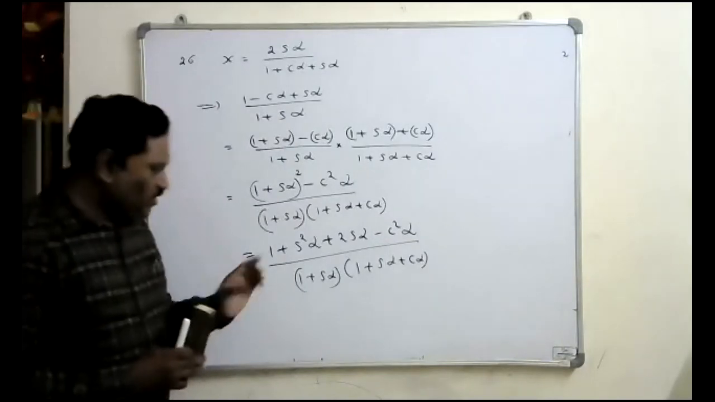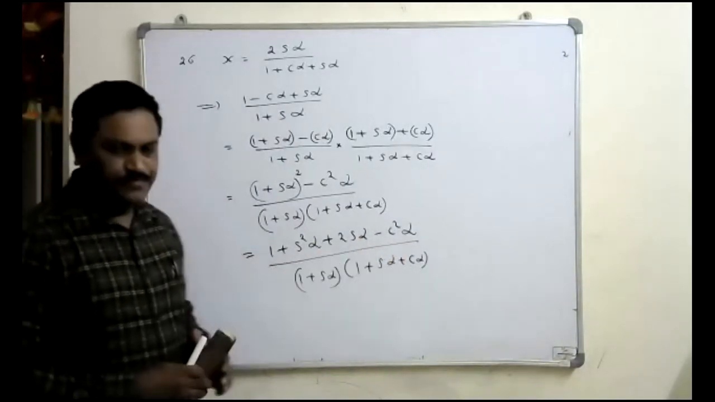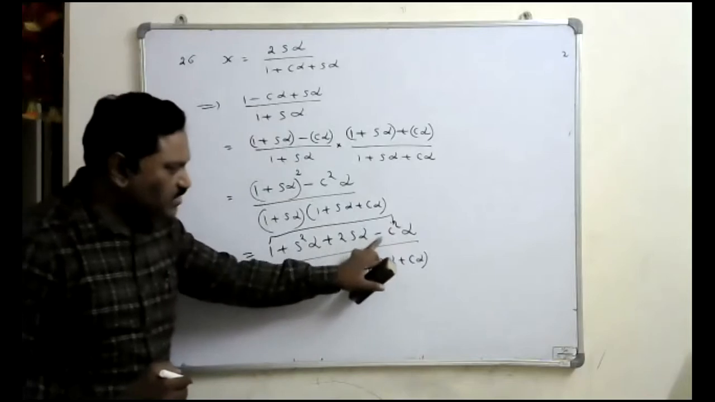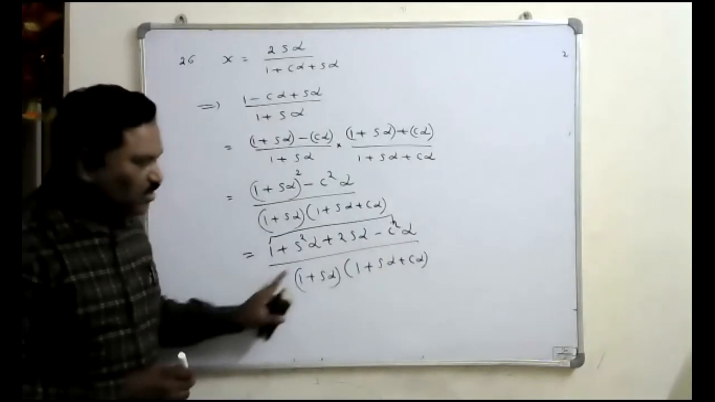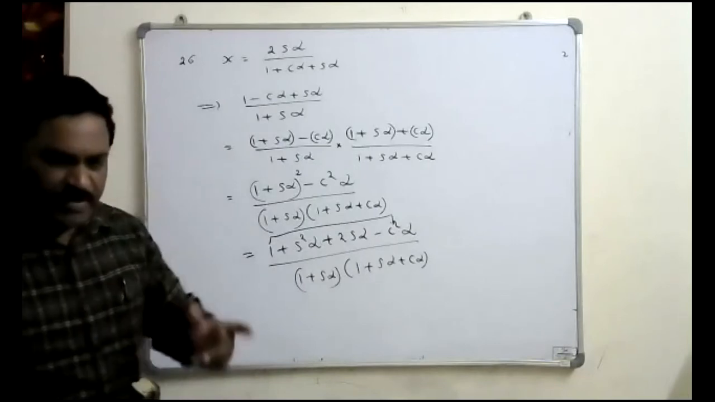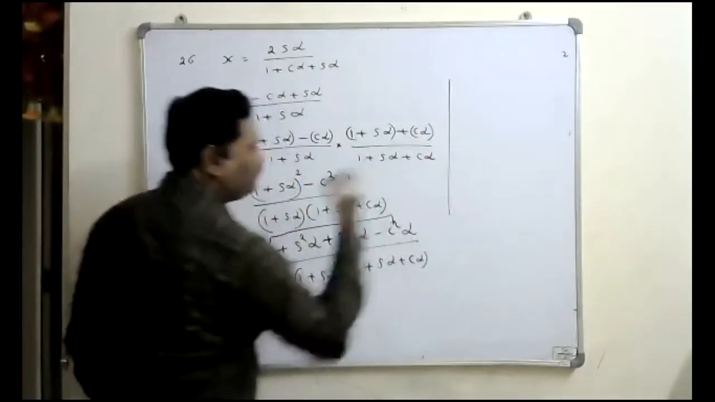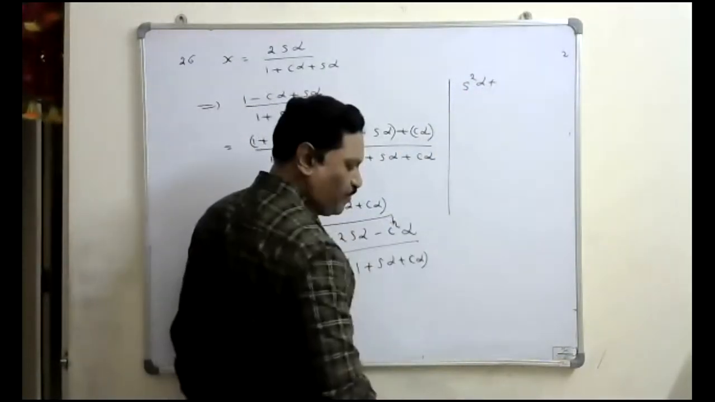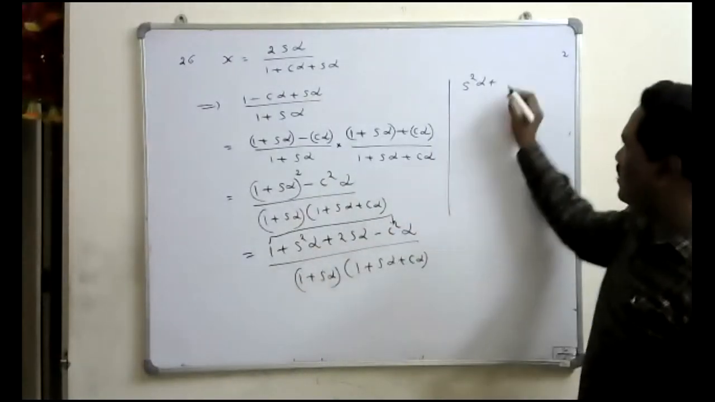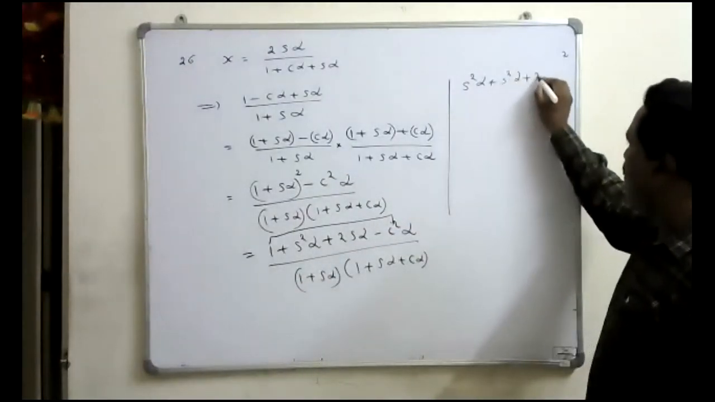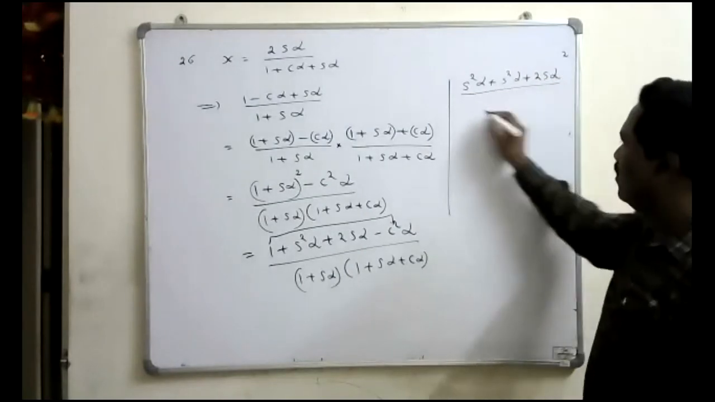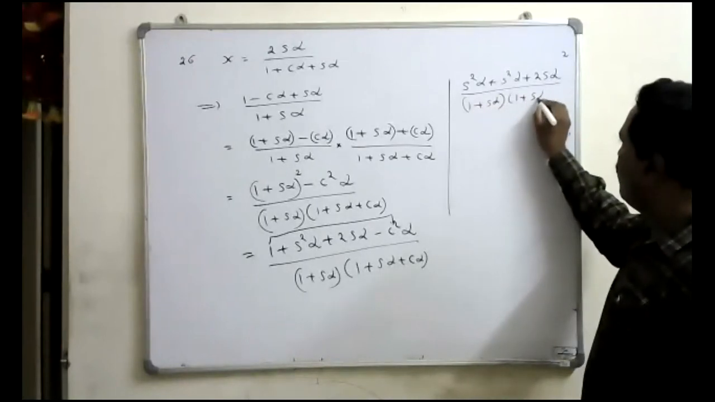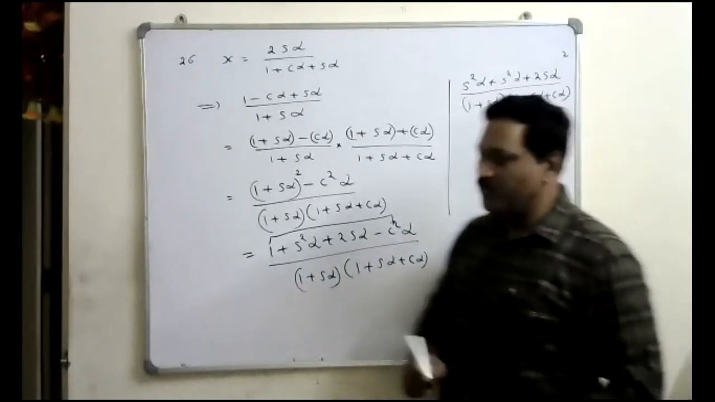Now consider the first term and the last term, which is 1 − cos²α. How do you write 1 − cos²α? Sin²α. So that term I can write as sin²α, plus sin²α which is already there, plus 2 sin α, by (1 + sin α)(1 + sin α + cos α), which is what we got.